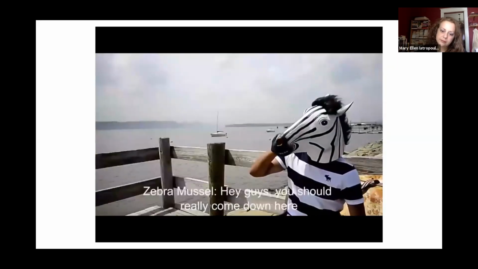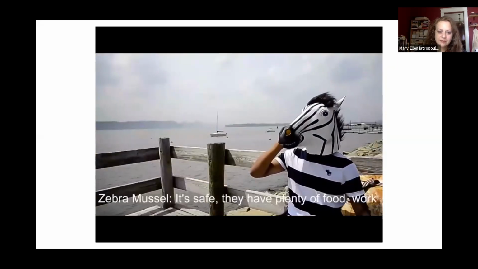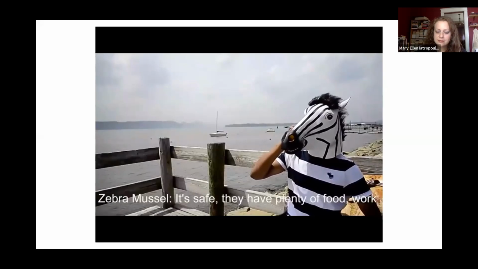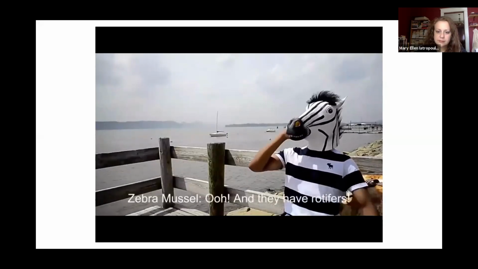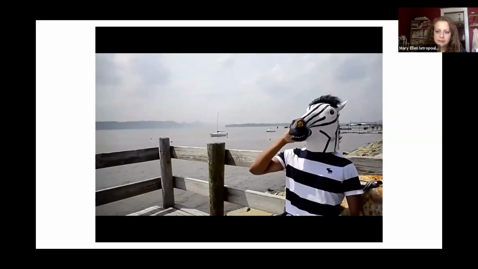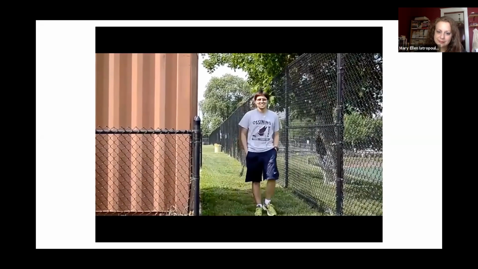Hey guys, it should really come down here. It's safe, they have plenty of food, work, really need to clean up this turbidity. Ooh, and they have rotifers! Soon, Zebra Mussels' family and friends all settled in town.